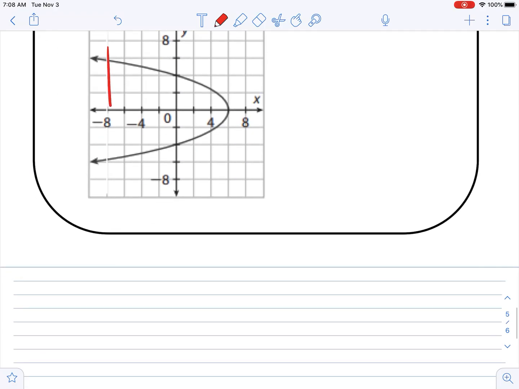And if I go down to this one, I draw vertical line, vertical line, vertical line, vertical line. What I'm noticing is that it's hitting once, twice, once, twice, once. All these vertical lines are hitting twice. All it takes is just one vertical line to do it. So what we'd say is, this is not a function.